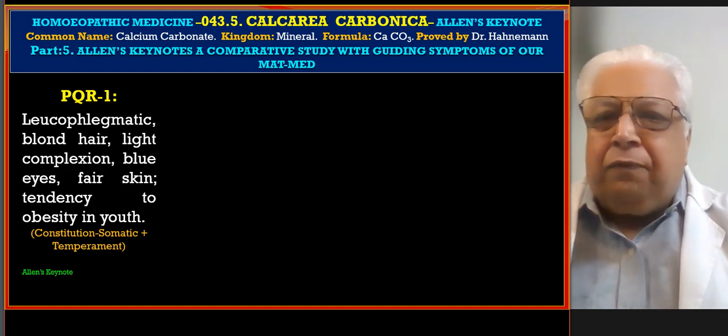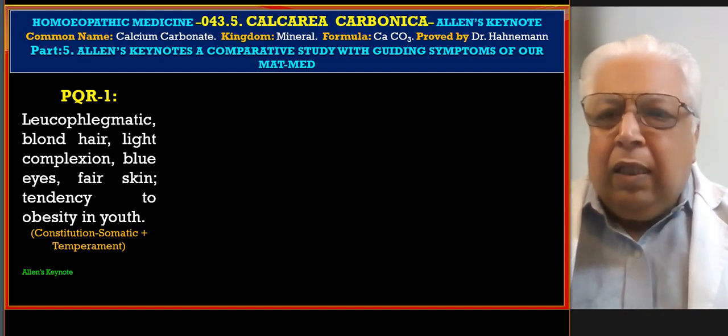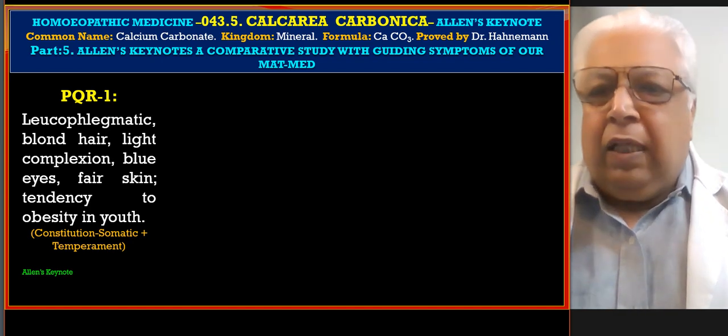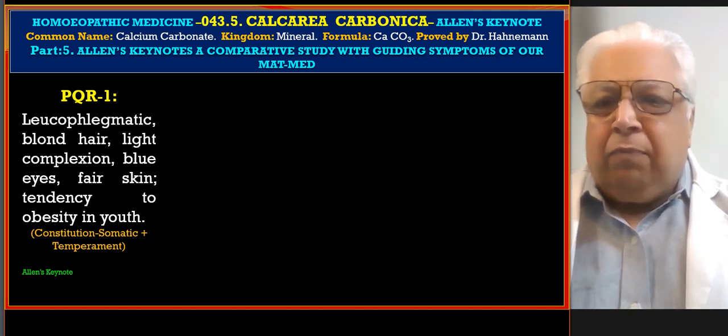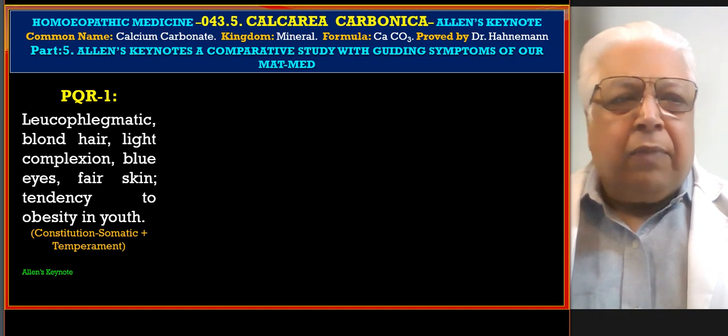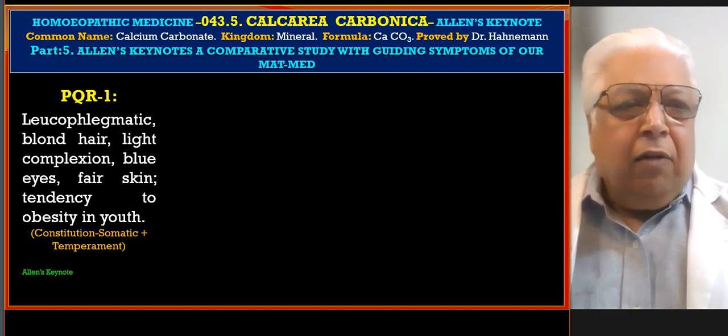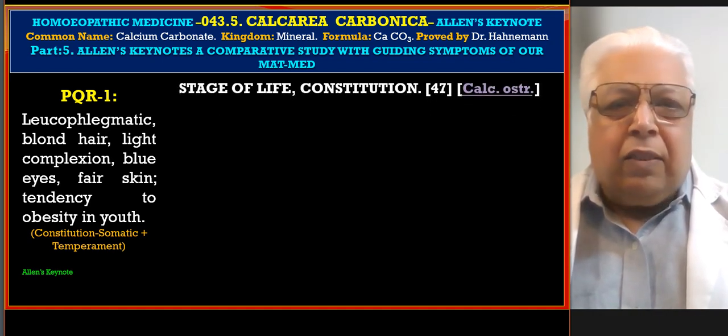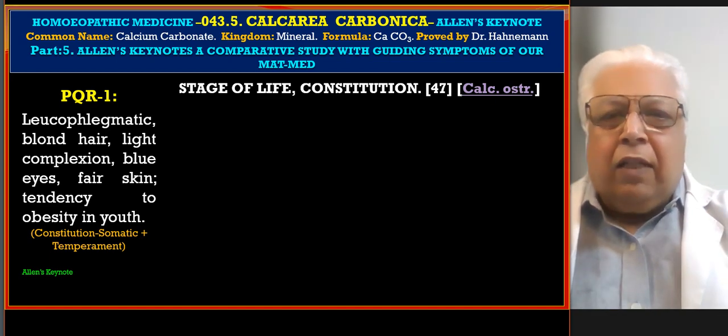We come across the first PQR: leukophlegmatic, blonde hair, light complexion, blue eyes, fair skin, tendency to obesity in youth. These are the somatic features of Calcarea carb that Allen has given. Let us see what reference value for this symptom is present in Hering's Guiding Symptoms.